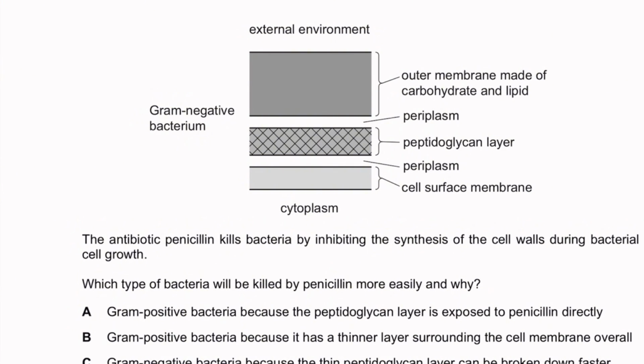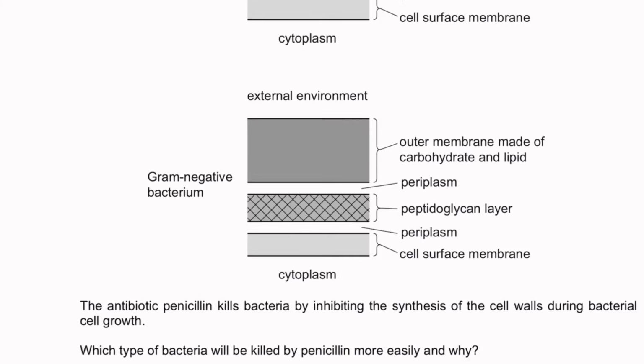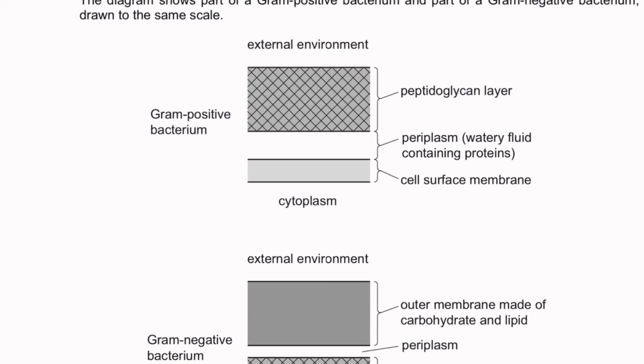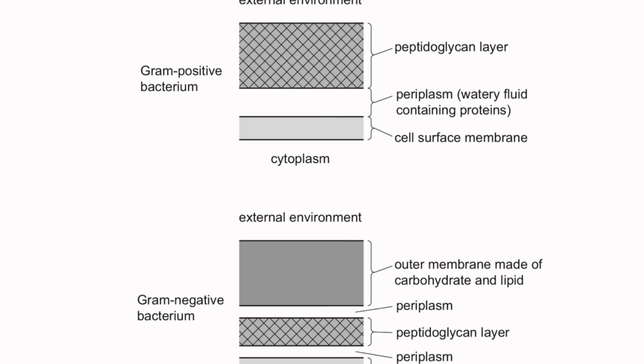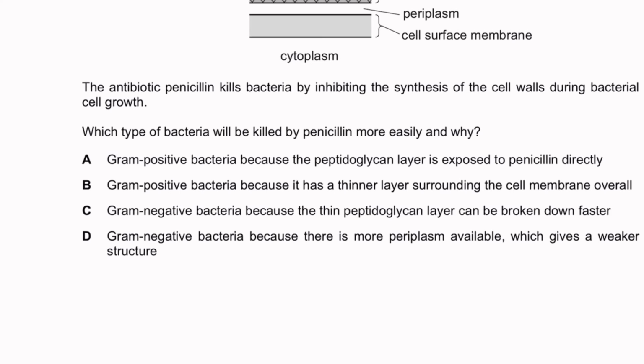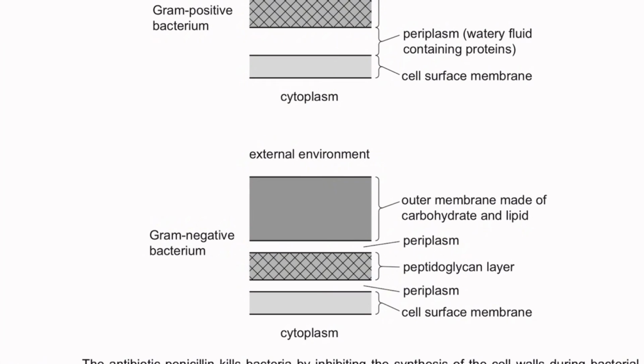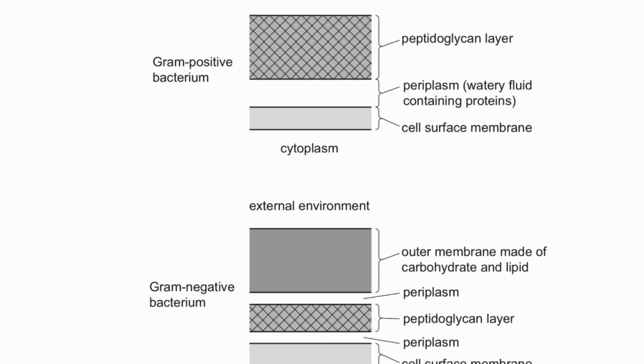Okay, so remember, penicillin is going to inhibit the formation of the cell wall. Which one is going to be killed more easily? Let's see. Gram-positive bacteria, because the peptidoglycan layer is exposed to penicillin directly. Or gram-positive because it has a thinner layer surrounding the cell membrane. Or gram-negative because it has a thin peptidoglycan layer that can be broken down faster. Or gram-negative because it has more periplasm available, which gives a weaker structure. Okay, nothing to do with periplasm because we never discussed periplasm before.